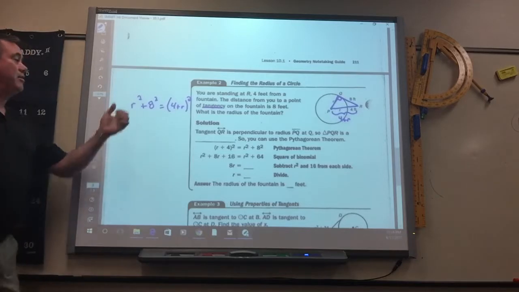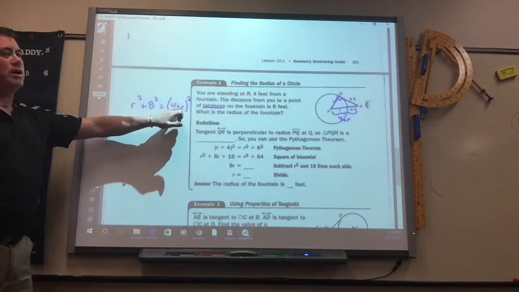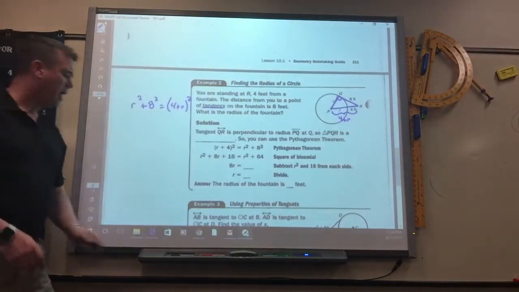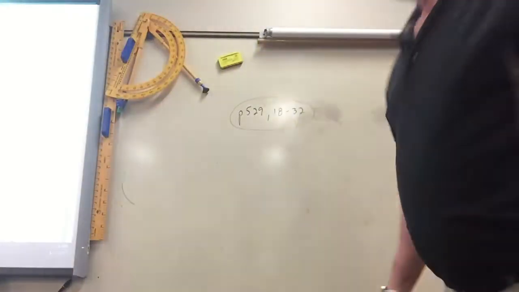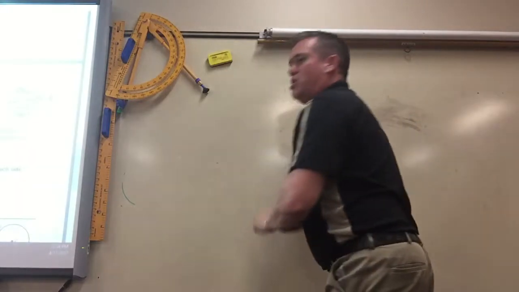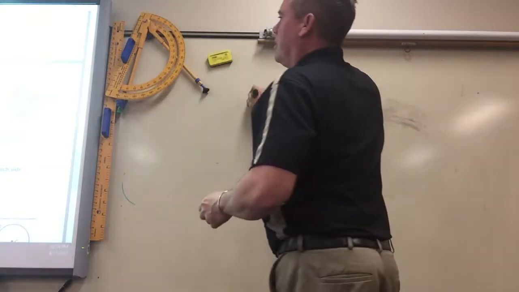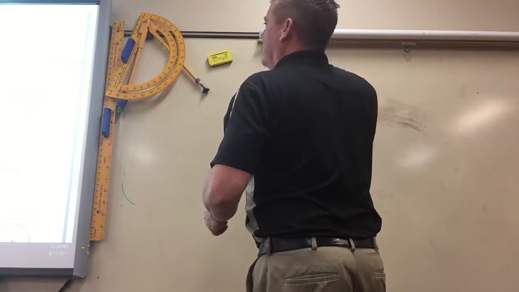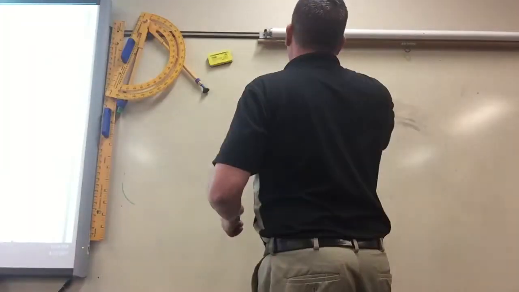Okay, now, this is a trick. I've shown you one like this before. I should put this up here and leave it up here for the one problem we have to do like this. Don't be scared. So we've got r squared plus 8 squared equals 4 plus r squared.